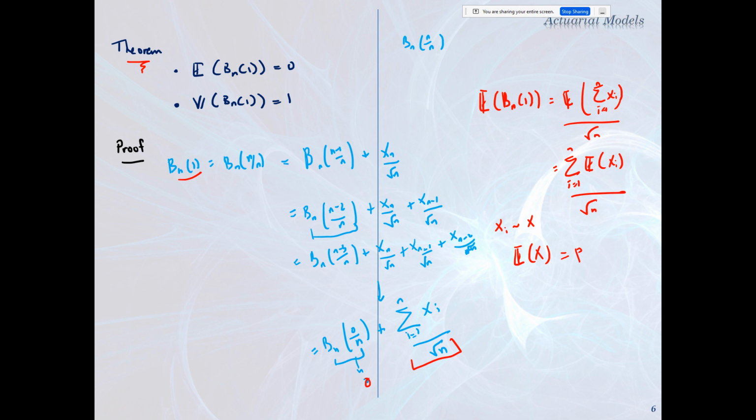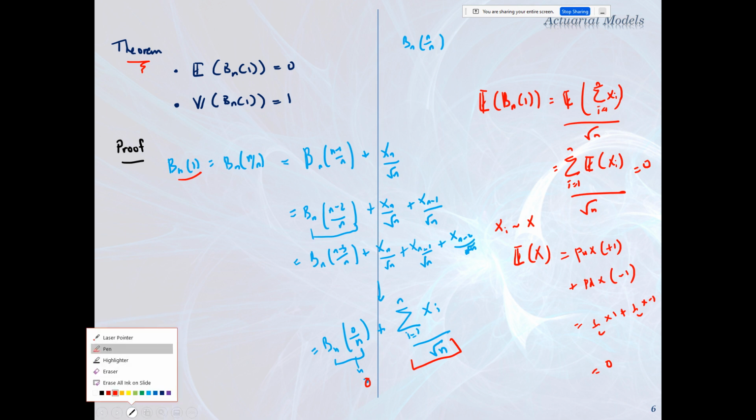We know that it will be p up times the value when it goes up, plus 1, plus p down times the value when it goes down. So it is half times 1 plus half times minus 1. It is 0. So this summation is 0. Good.